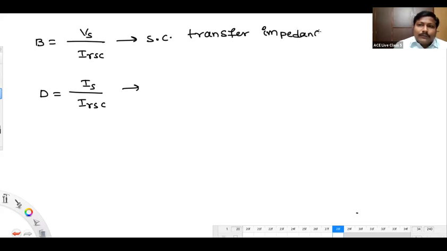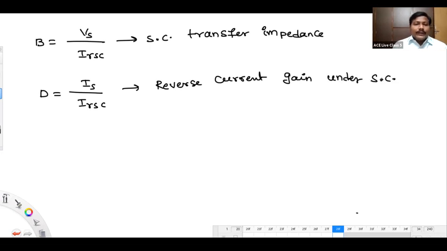Transfer impedance. Okay, next thing is I by IRSC, input current by output current. What do you name this one? It can be called the reverse or inverse current gain under short circuit condition.